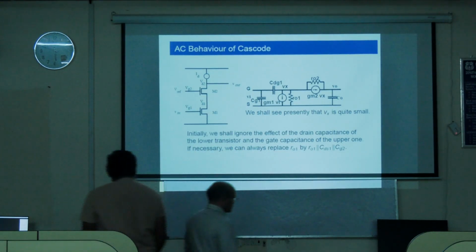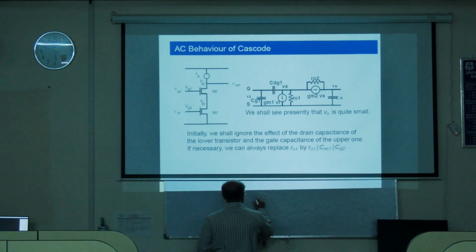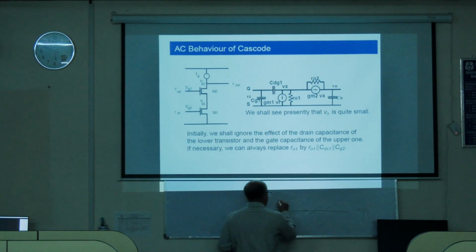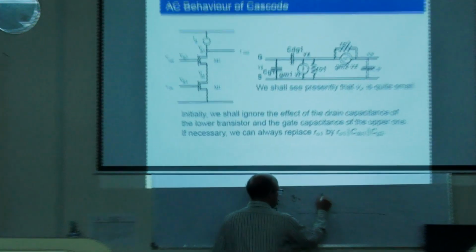Okay, thank you. Where is the source of the second transistor? This is S2 and this is D1, right? So if you try to plot, this is my G1 and this is my D1. This is a voltage dependent current source, and there is a capacitance here, and there is a capacitance here, and this is resistance R01.